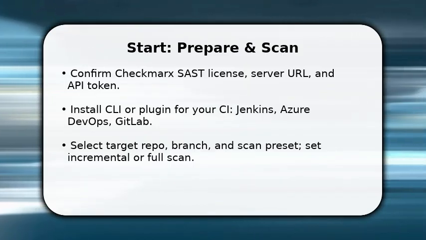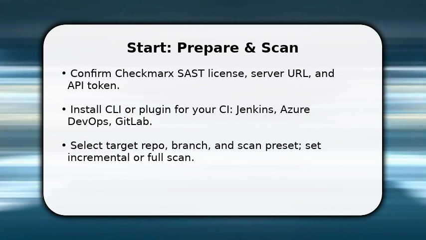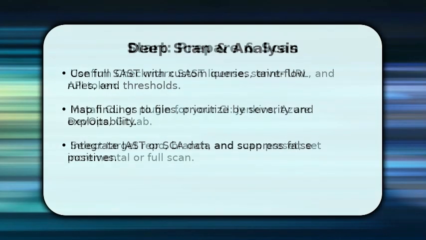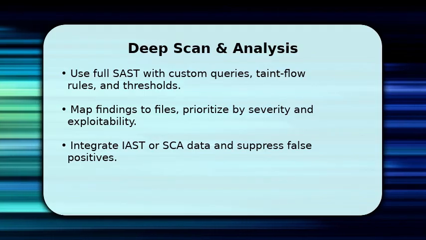or plugin installed. If authentication fails, reissue the token and confirm network access. This gets you an initial report fast, so you can move into detailed triage. You now run a full SaaS scan with custom queries and taint flow rules to catch complex vulnerabilities. Once started, monitor memory and timeout settings so scans complete reliably.